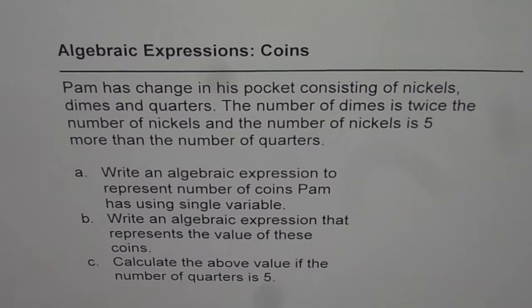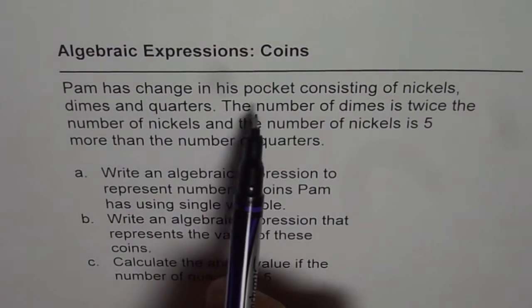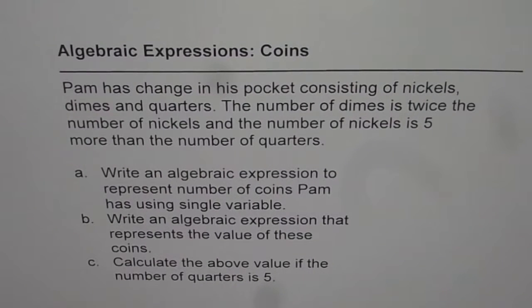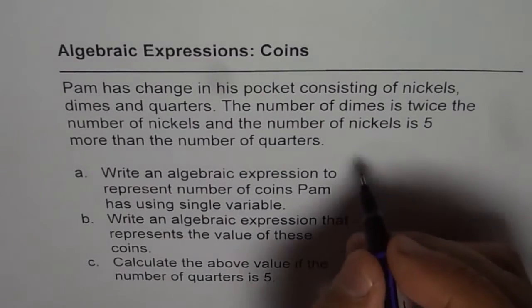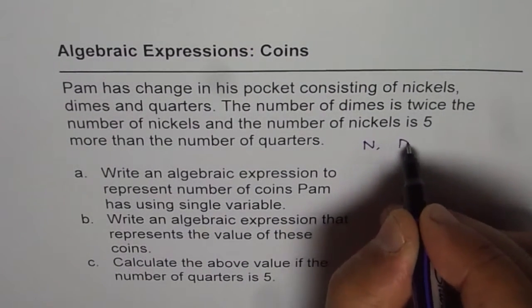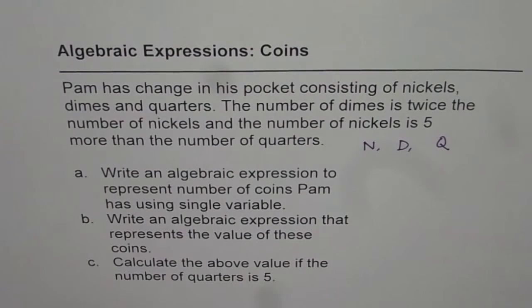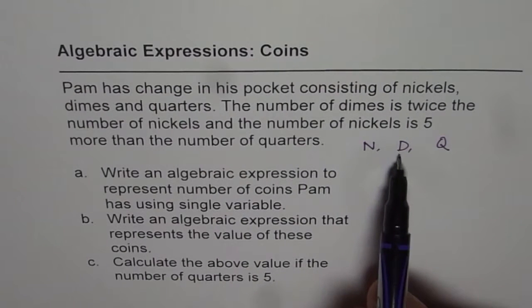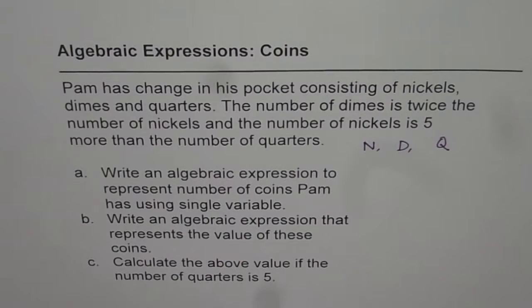So that's a very interesting question. Let's go through it, define our variables, and try to understand how to develop an algebraic expression in a single variable. So let's read this question once again. It says Pam has change in his pocket consisting of nickels, dimes, and quarters. So let us first say that Pam has n nickels, d dimes, and q quarters. So first define your variables.